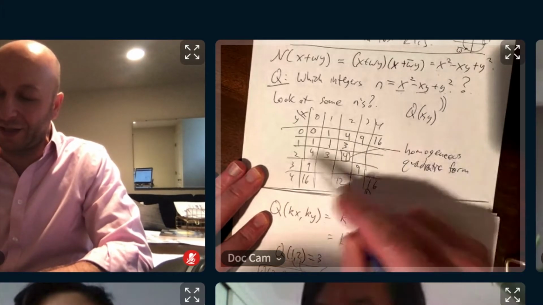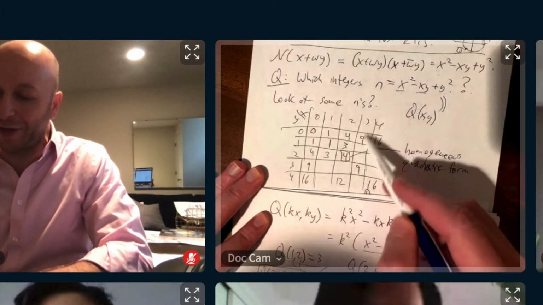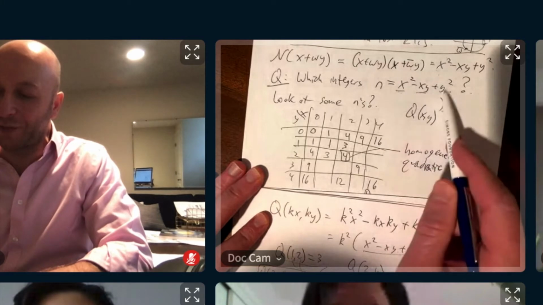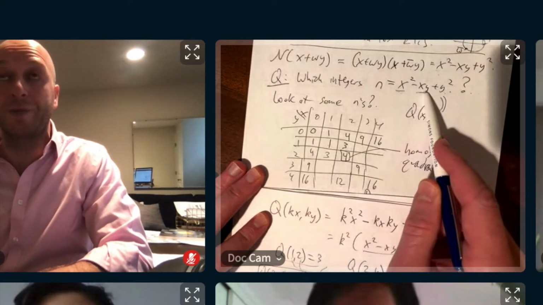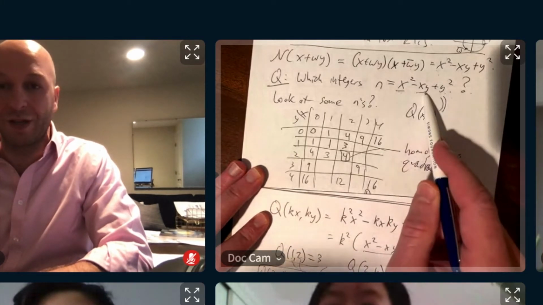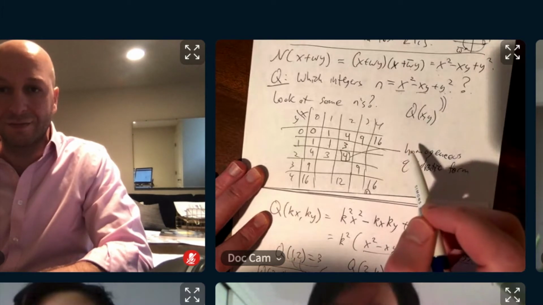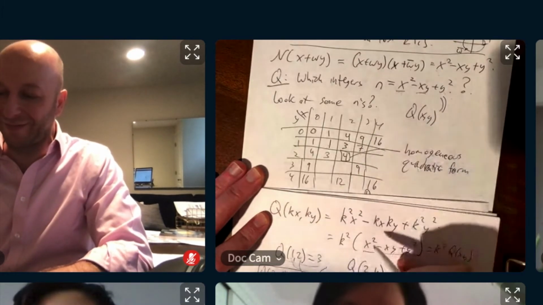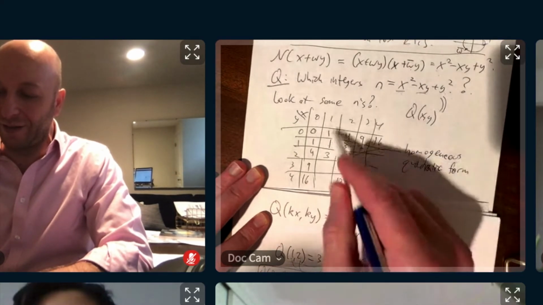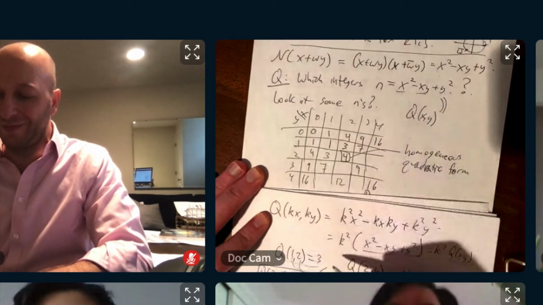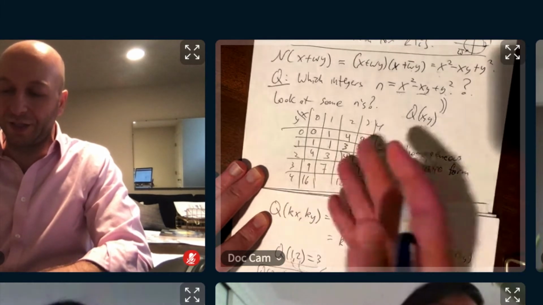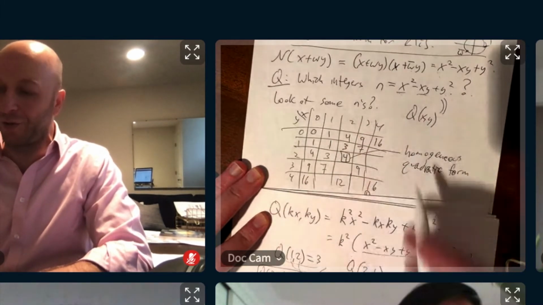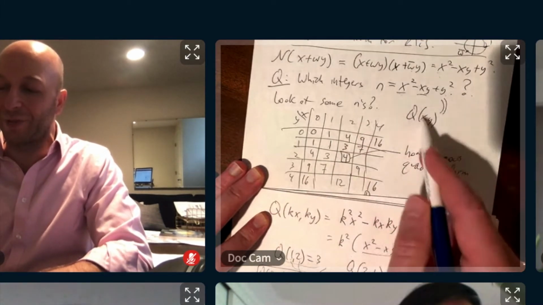So if x is 3 and y is 1, I get 9 plus 1 is 10, minus 3 times 1 is 3, so 10 minus 3. Yep. Okay, so we have 7 here, and we have 7 here. This is because of the symmetry. Q of xy in this case happens to be q of yx.